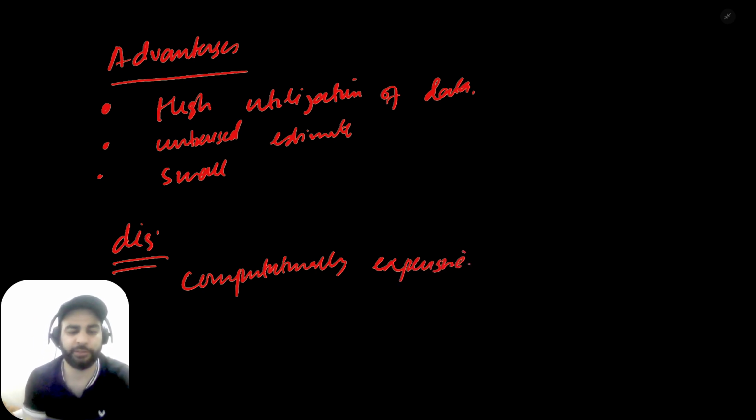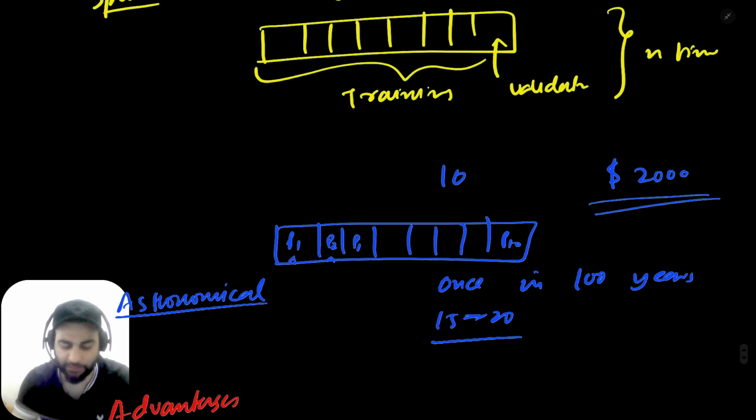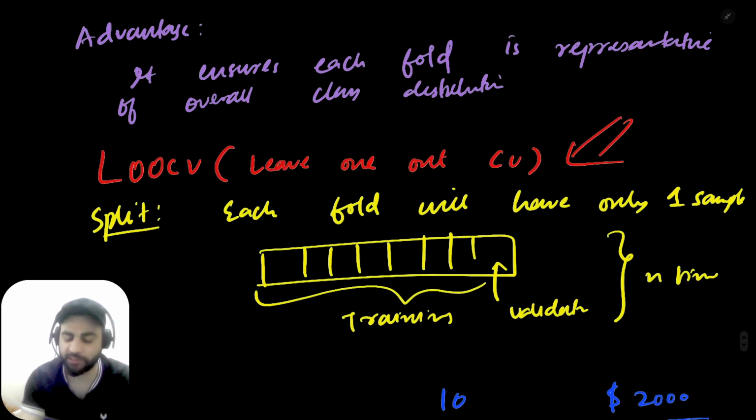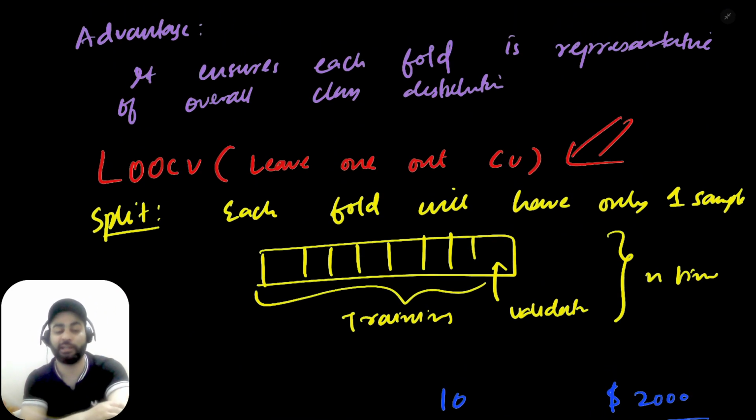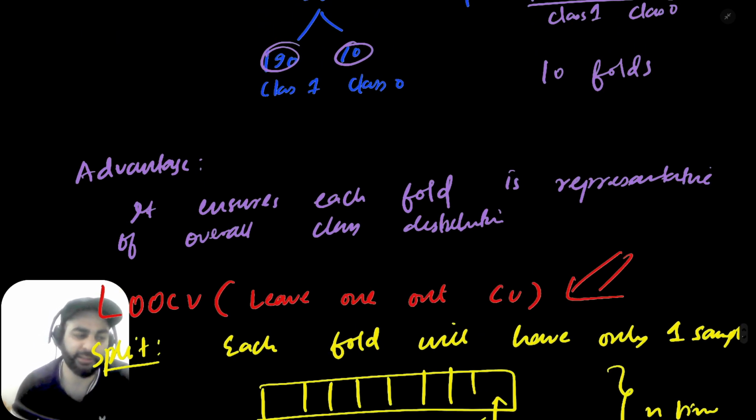Okay, these are some techniques. I think there was a question this year asked on DA on this leave one out cross validation. Are these splitting techniques clear?